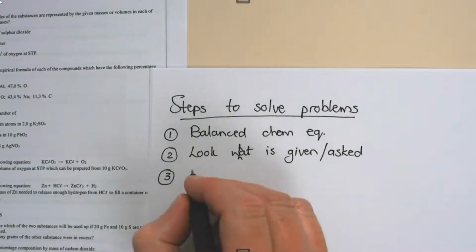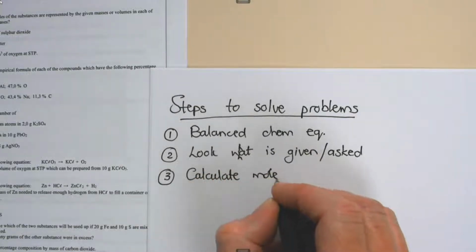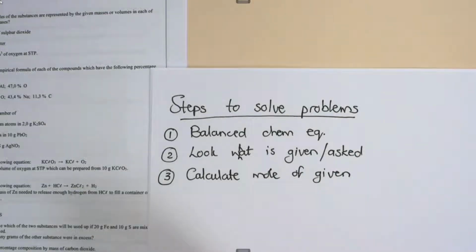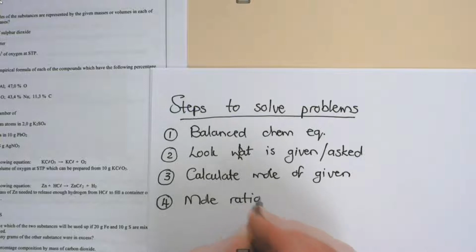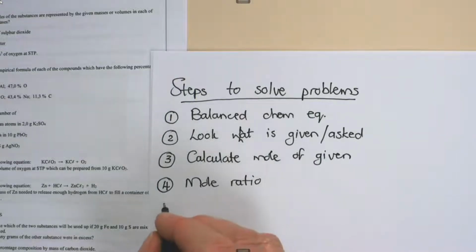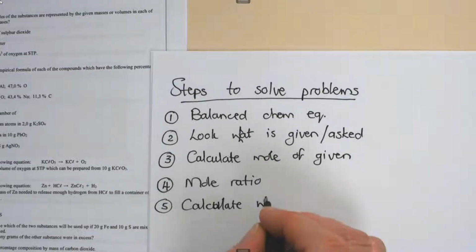Number 3, you must calculate mole of given. So you're going to calculate the mole of given. Then step 4, you're doing the mole ratio. And even if this ratio is 1 to 1, it counts a mark. And if it's not there, we can't give you a mark. So please make sure you're doing that calculation for us there. And then last step is calculate what is asked.